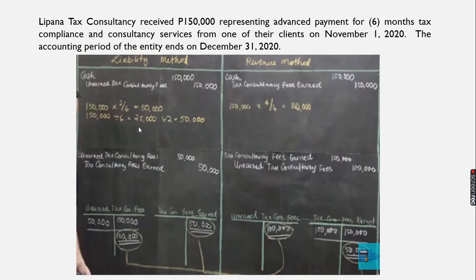And let's take another example. Ayan, Lipana Tax Consultancy receive 150,000 representing advance payment for, ayan, 6 months. Tax compliance and consultancy services from one of their clients on November 1, 2020. So, the accounting period of the entry ends on December 31. Okay?